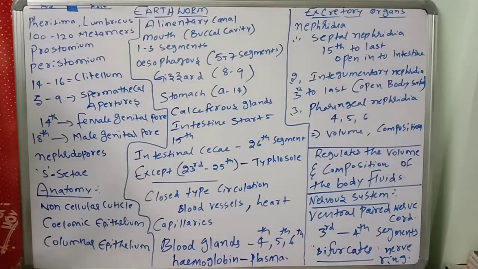Come to the closed type circulatory system. What is this circulatory system? Earthworm exhibits a closed type of circulatory system. What is the meaning of closed type? Closed means blood flows in blood vessels; open means sinuses. The closed blood vascular system consists of blood vessels, heart, and blood capillaries.